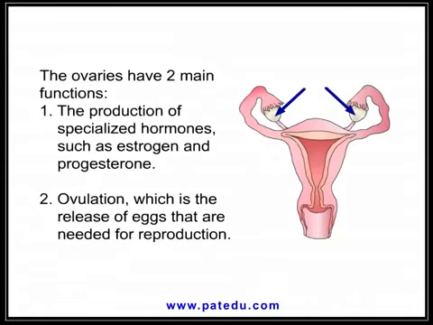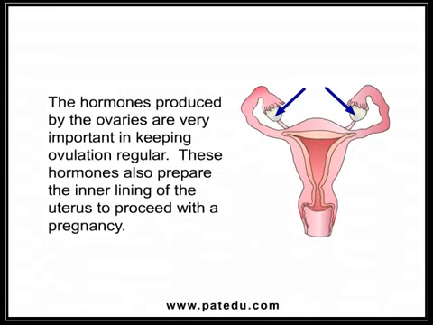The ovaries have two main functions. One, the production of specialized hormones such as estrogen and progesterone. Two, ovulation, which is the release of eggs that are needed for reproduction. The hormones produced by the ovaries are very important in keeping ovulation regular. These hormones also prepare the inner lining of the uterus to proceed with a pregnancy.